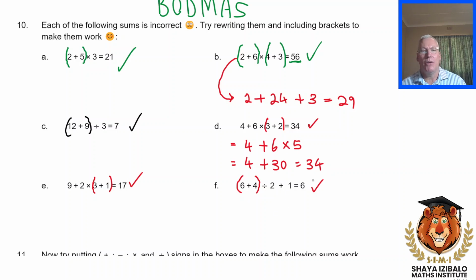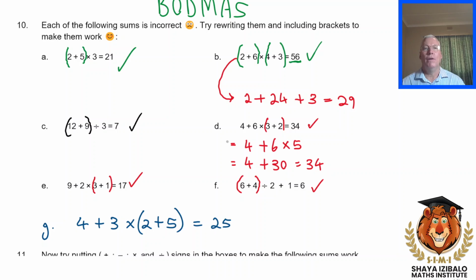Right. How do we make these questions up? If you want to make one up for your friend, let's have a look at this. Okay. Let's make a sum. 4 plus 3 times 2 plus 5. And let's put some brackets in. And let's get an answer. This is going to be 7, 21. The answer is going to be 25. Now, let's take away the bracket.